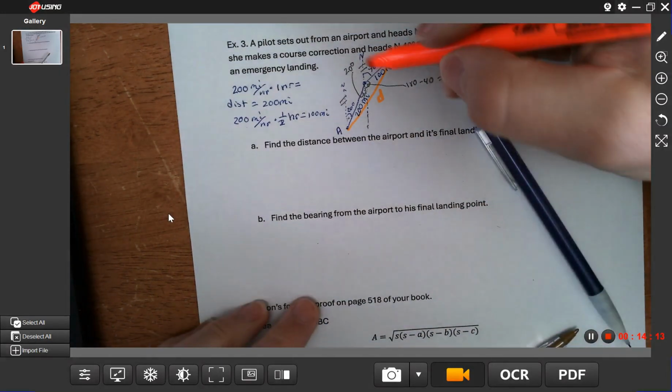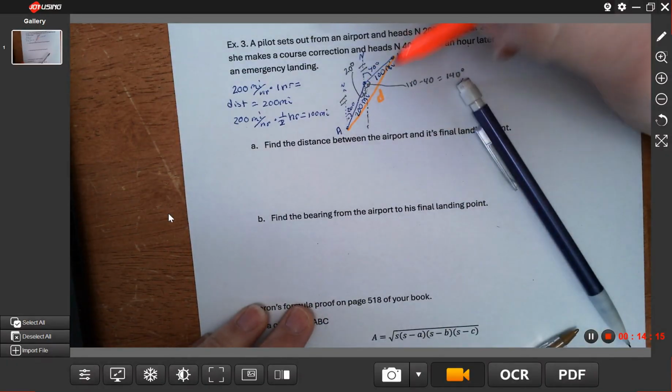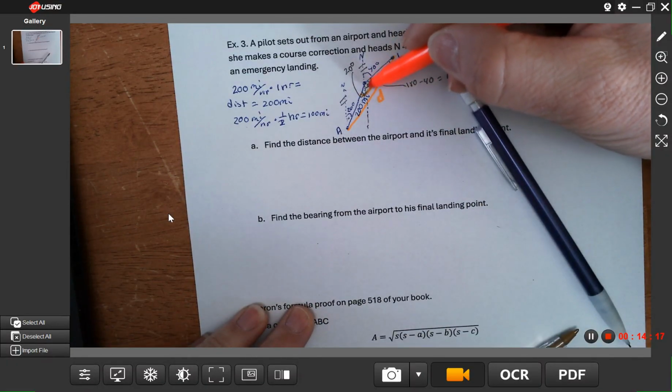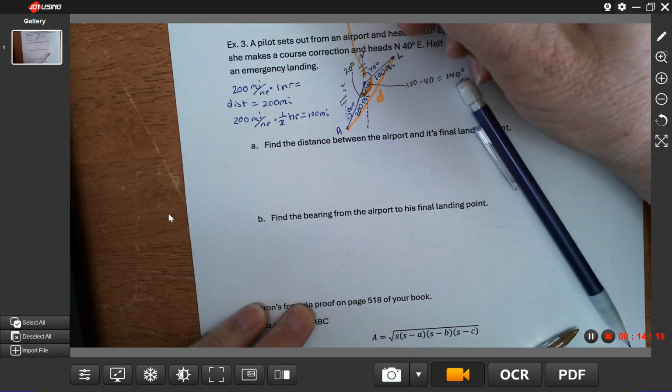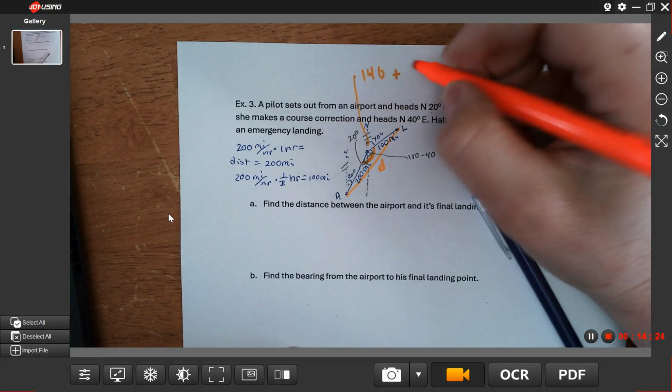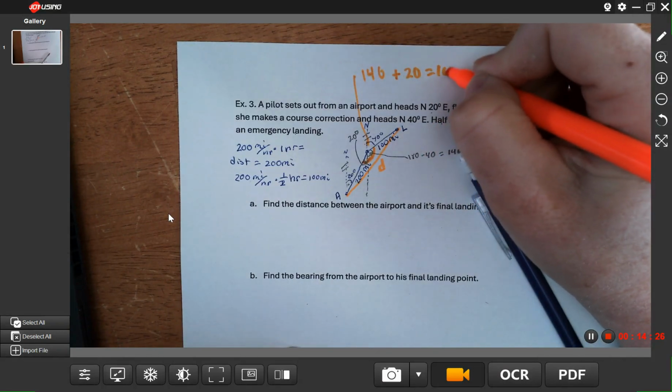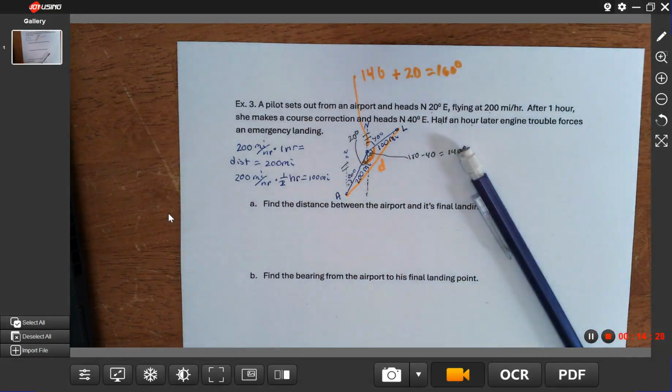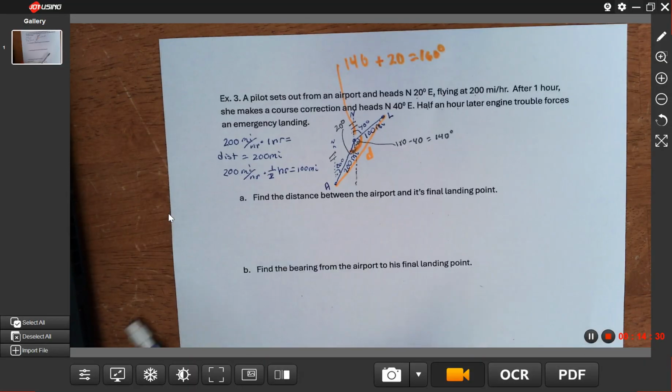So this angle here is 140 plus 20. So that angle is 140 plus 20, so 160. So now we've got that angle. So now we're ready to use the law of sines.